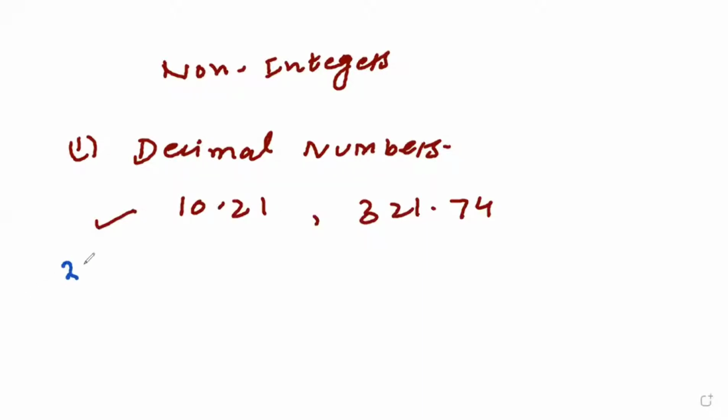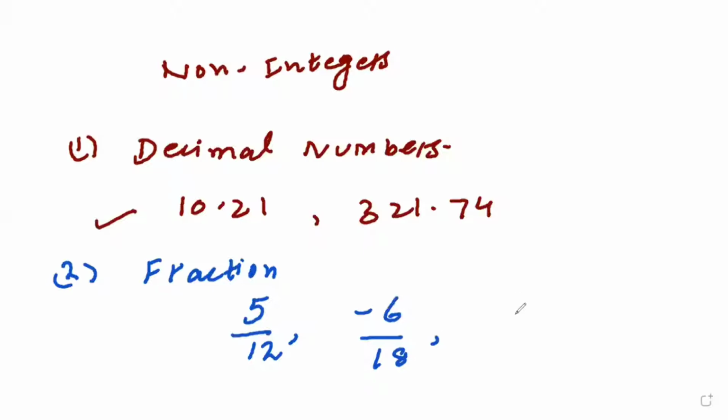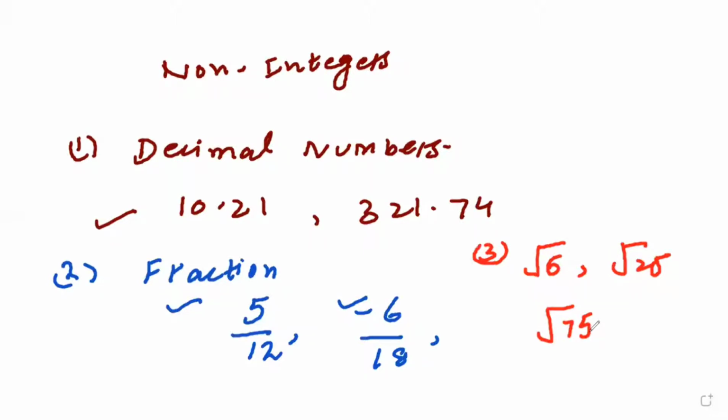Now moving to the second category. If I'm writing numbers in fraction form, like 5/12, -6/18, these numbers are fractions. They are not integers. All right. Moving to the third category. If we write the number in square root form, square root 6, square root 25, square root 75, these numbers are also not integers. So you must memorize all these categories of numbers that are not integers. Is it clear?